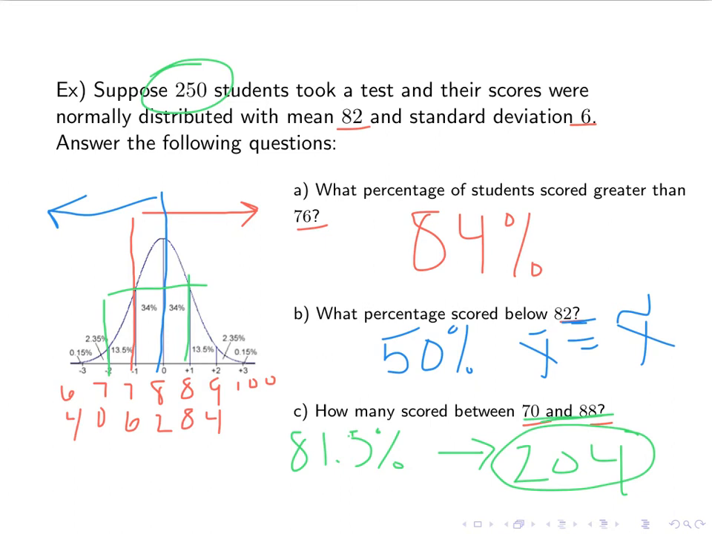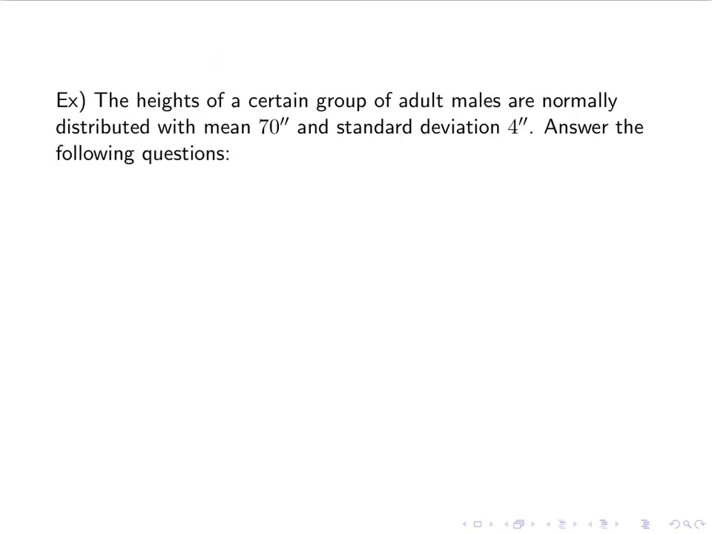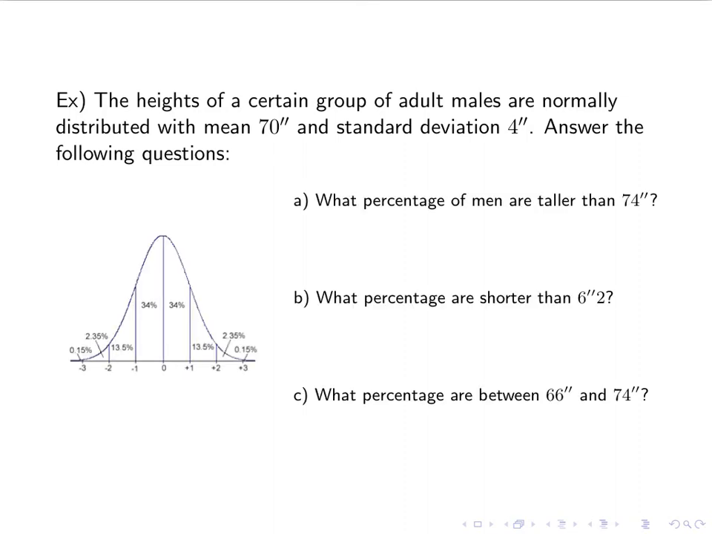Okay, so let's try another one. The heights of a certain group of adult males are normally distributed with a mean of 70 inches and a standard deviation of 4 inches. Answer the following questions. So again, the first thing we're going to do is plug in our numbers. The mean is 70, and then the standard deviation is 4. So I'm going to be adding 4 as I go over.